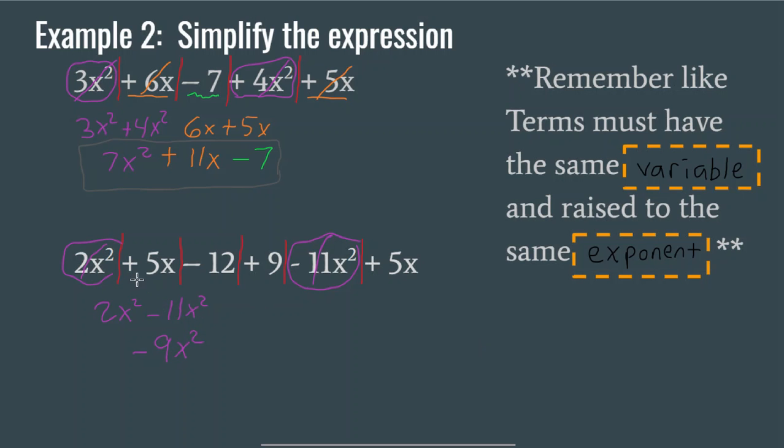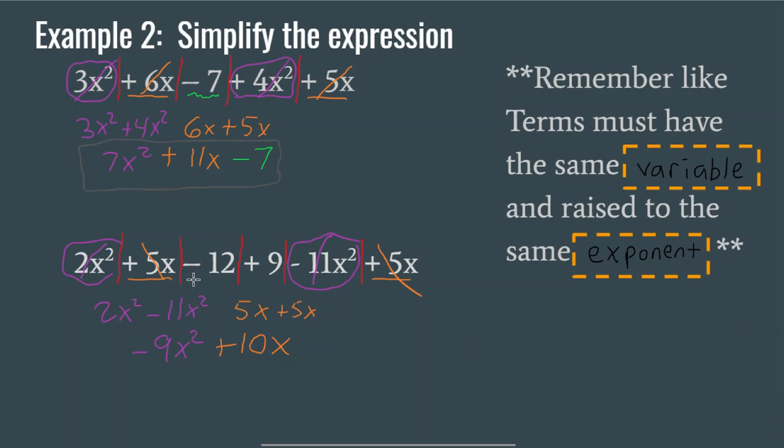So then I go to my next term, 5x. Do I have any other x's? I do, a plus 5x. So that means I can combine these two right here. 5x plus 5x. 5 plus 5 gives me 10. So this would be 10x. And I'm done with these two terms.